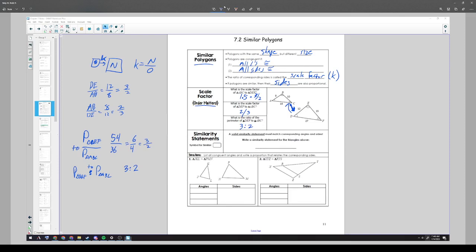I think the reason they had us investigate this is, if we look at the scale factor of DEF to ABC, we went from big to small, that gave us a scale factor of 2/3, but our ratio of perimeters is the reciprocal of that. It was 3 to 2. So whether you're doing a scale factor or a ratio of the measurements determines what thing goes on top.